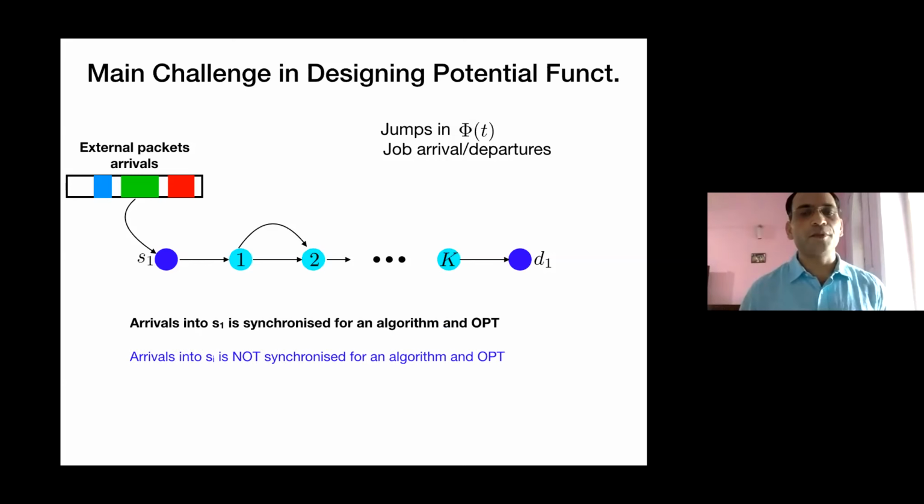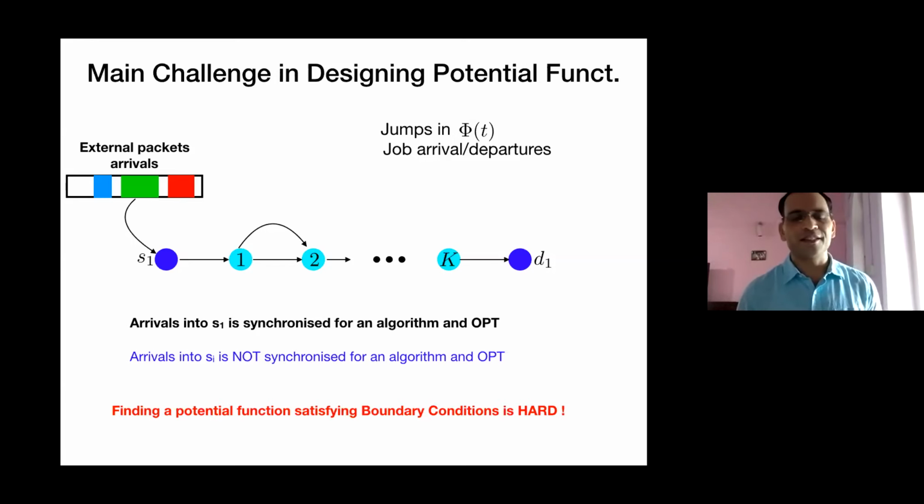What is non-trivial is that because of your choice of speed for the system, the transitions happening from one internal server to the other internal server, for example here from 1 to 2, are not synchronized for the algorithm and OPT. OPT could use some other speed and it can transition at a different time. And that gives rise to this problem of finding a potential function for which you can control the jumps, because there's no way of synchronizing. So it's very difficult to control what jumps there are. And this is essentially what makes this problem harder when there is a line network.